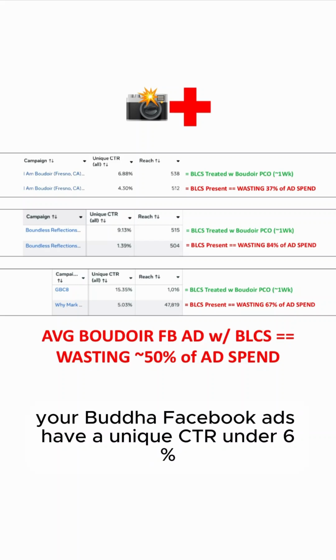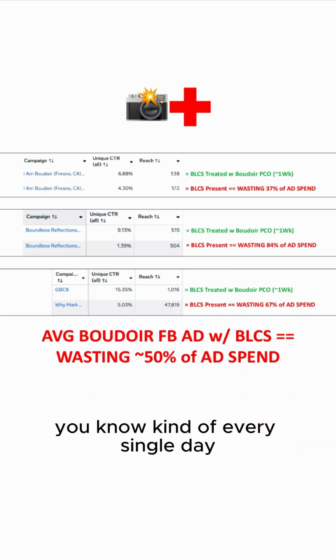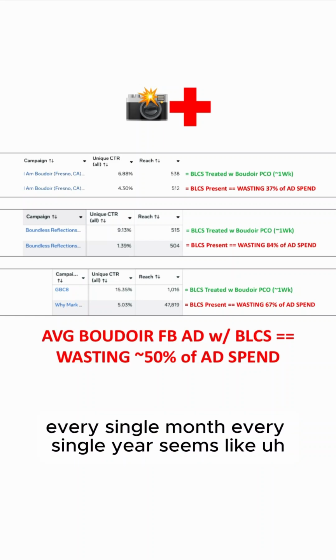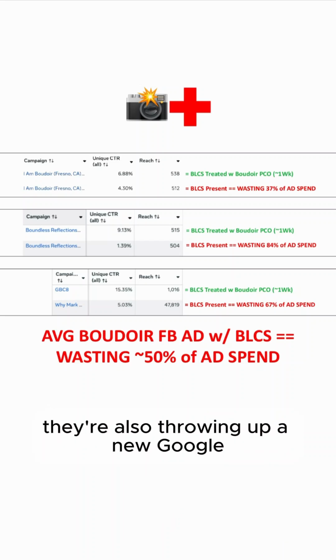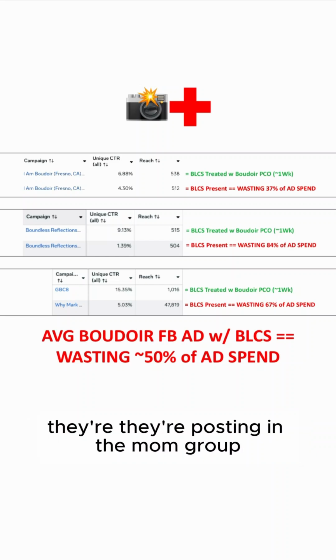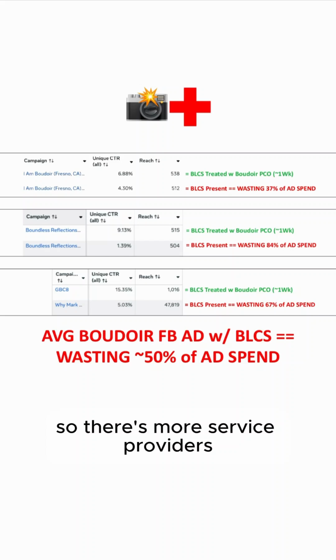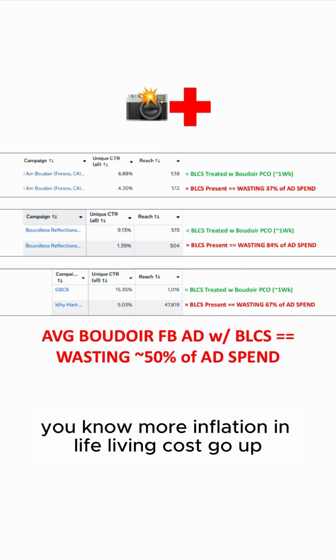So if you're a BLCA with BLCS, a Boudoir low click advertiser with Boudoir low click syndrome, your Boudoir Facebook ads have a unique CTR under 6%, and you're looking out there in the marketplace, seeing it's getting more saturated every single day, week, month, and year. Seems like whenever anyone gets a new iPhone, they're throwing up a new Google My Business profile saying they now offer Boudoir, or if they get a new camera, they're posting in the mom group saying they now offer Boudoir. So there's more service providers, same number of buyers, more competition.